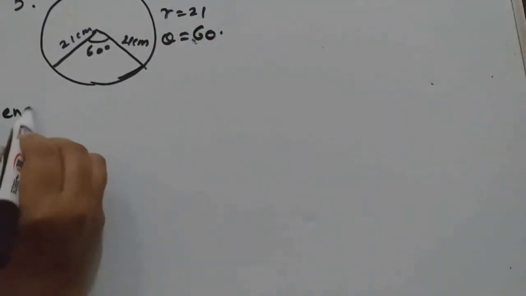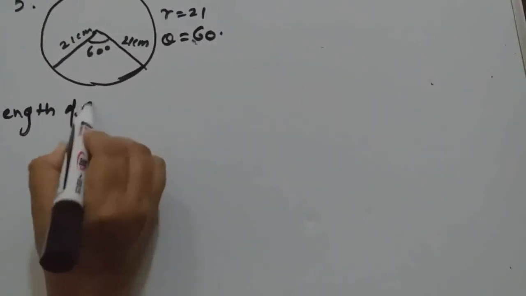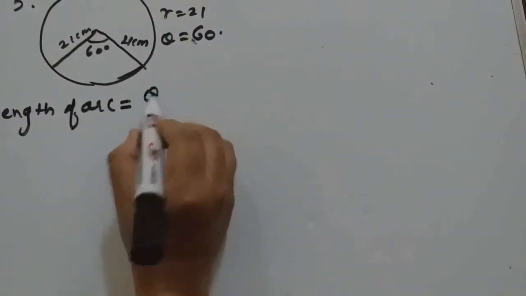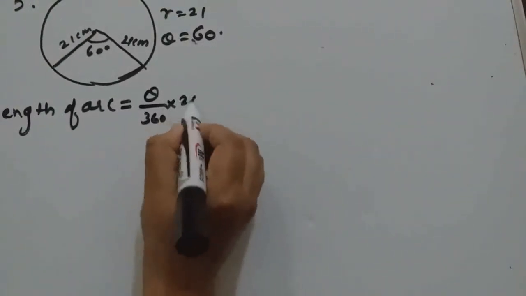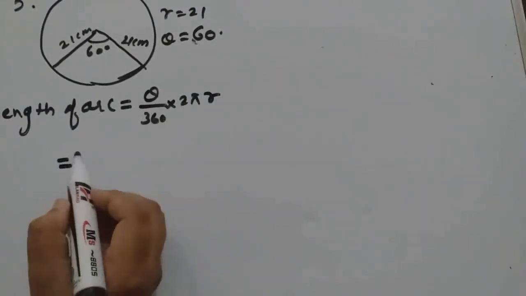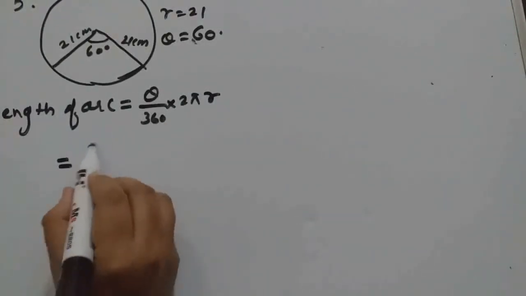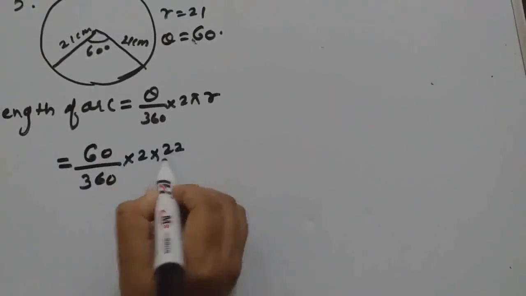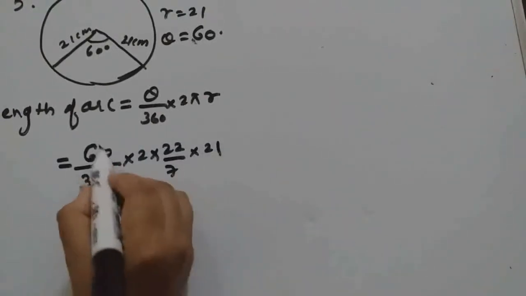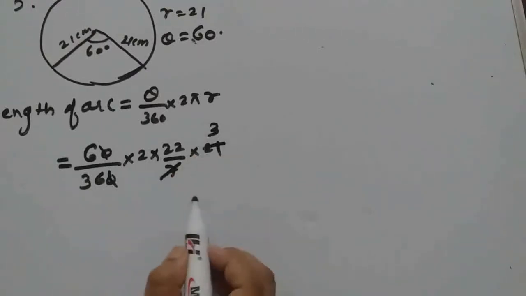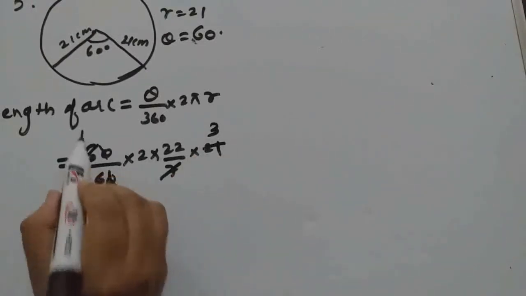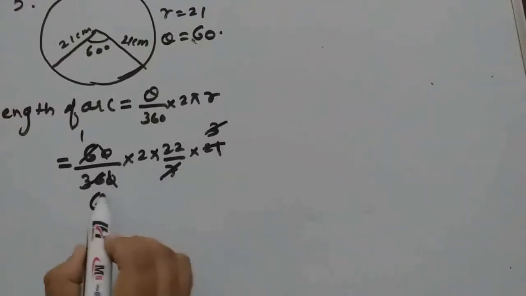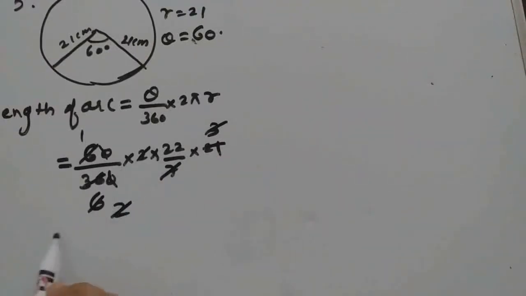So length of the arc will be theta by 360 into 2 pi r. Pi value we can use 22/7. Okay, so 7 3s are 21, then 6 are 36, 3 2s are 6, 2 will go, answer is 22 centimeter. This is length of the arc.